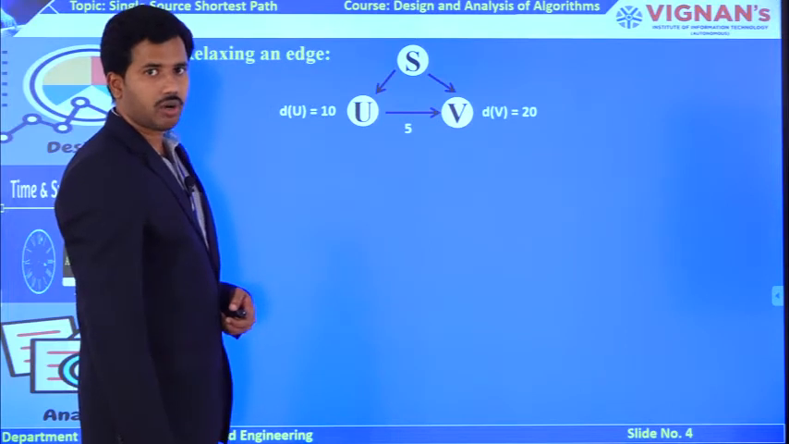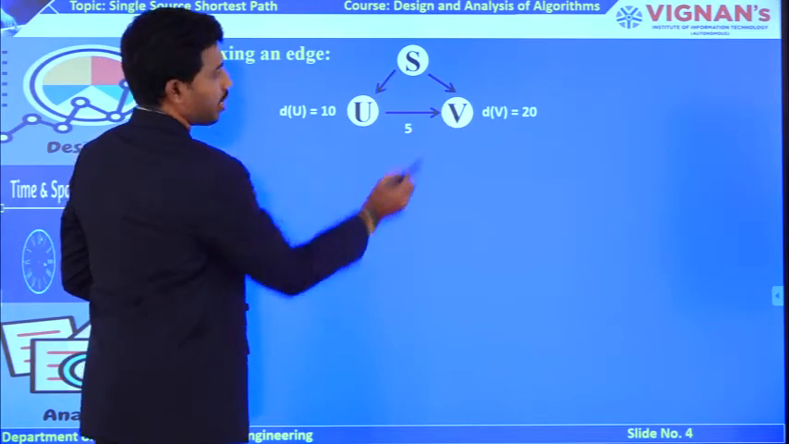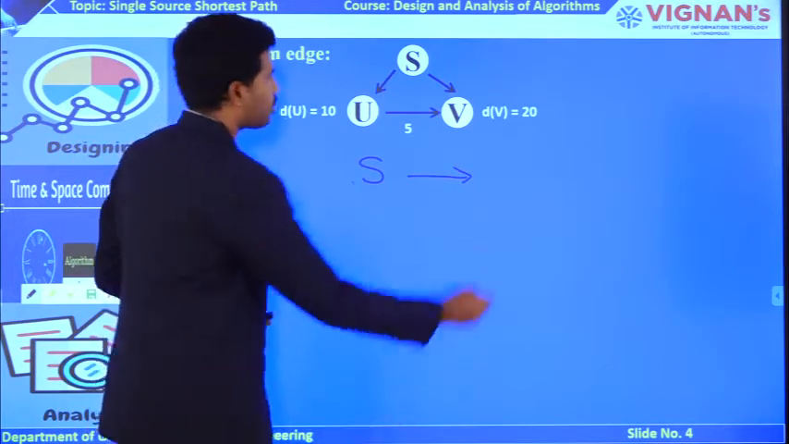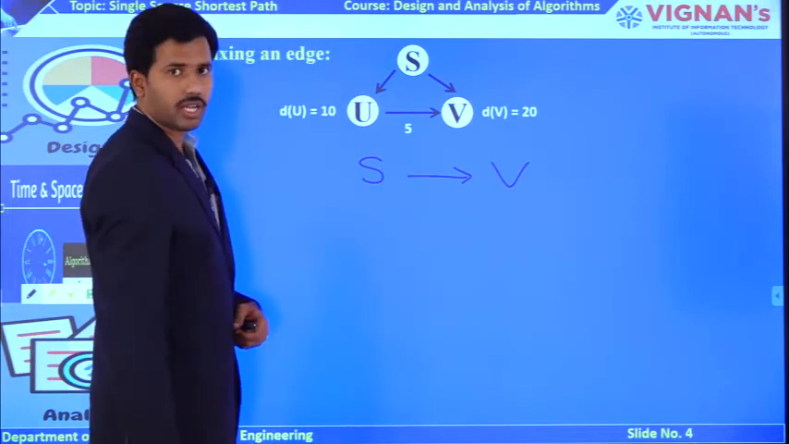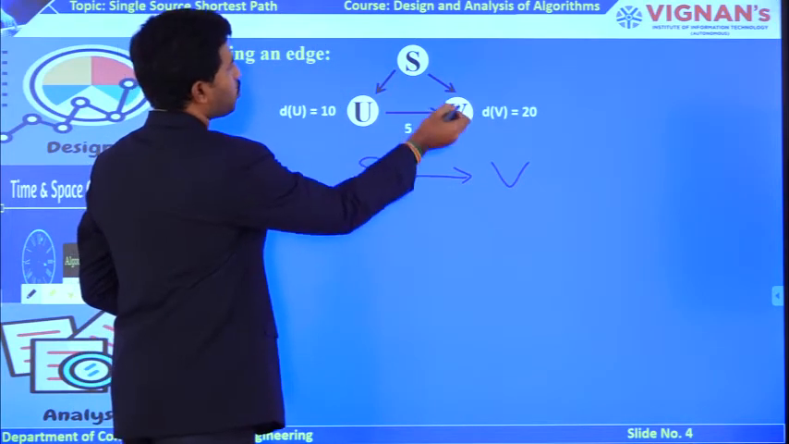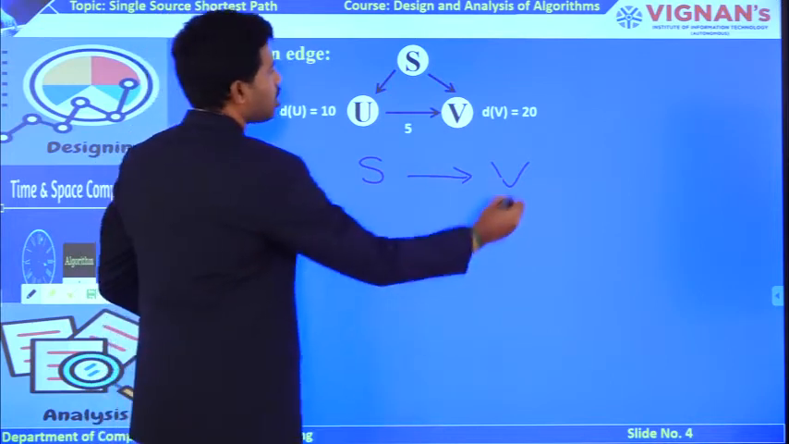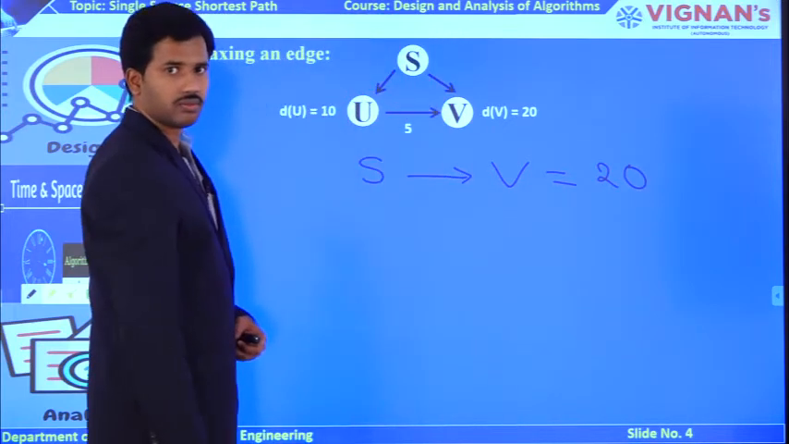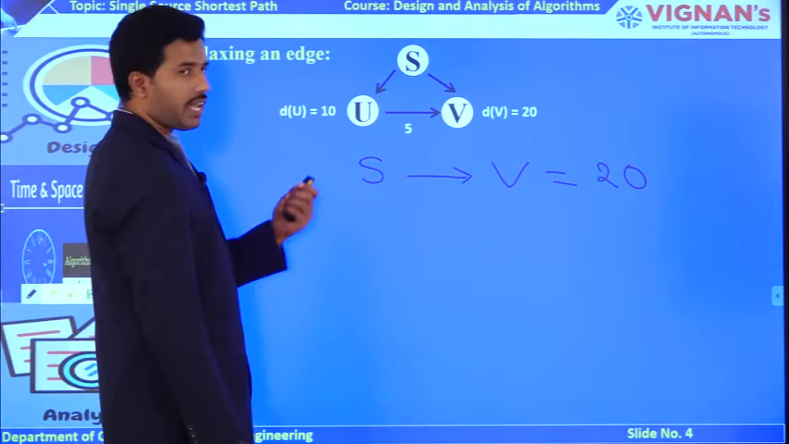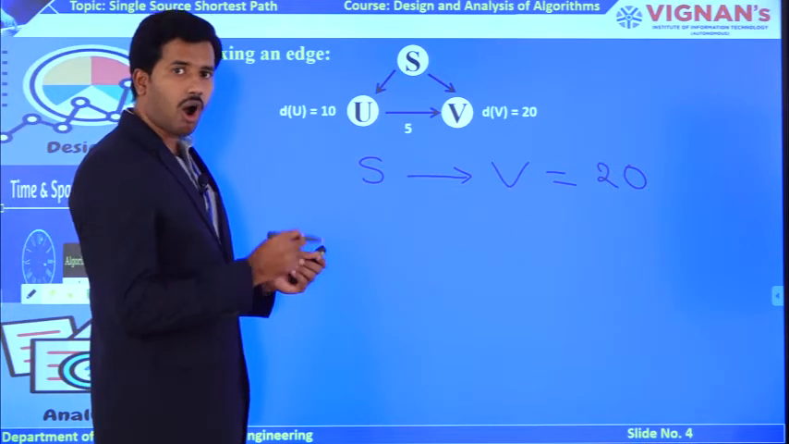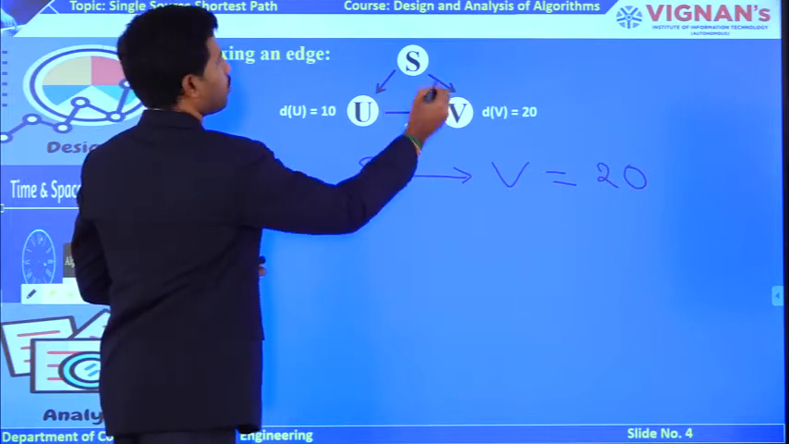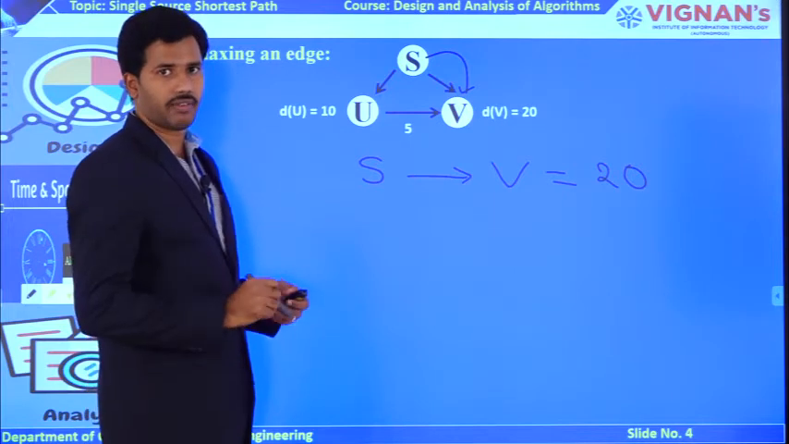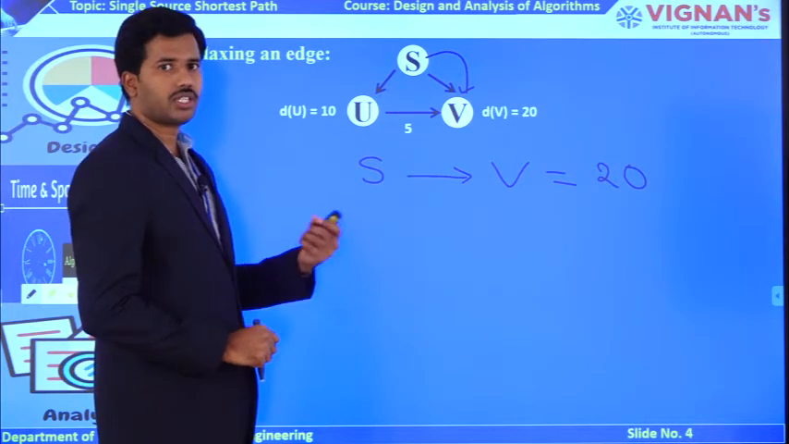If you observe the scenario, there is a direct connection from S to V. So there is a direct connection to move from the source vertex to another vertex named V, and the cost to move from S to V is 20. Now I am verifying whether there is any alternative path to move from S to V. The direct connection is already there, but I am checking whether any alternative path is available to reach the destination vertex V.